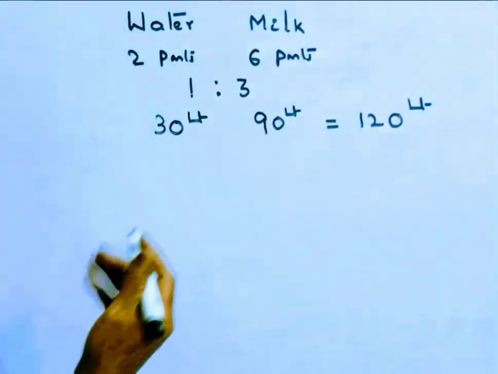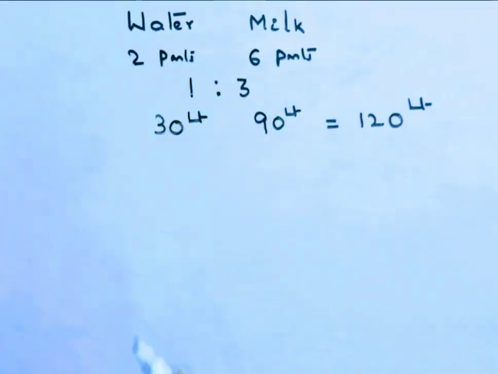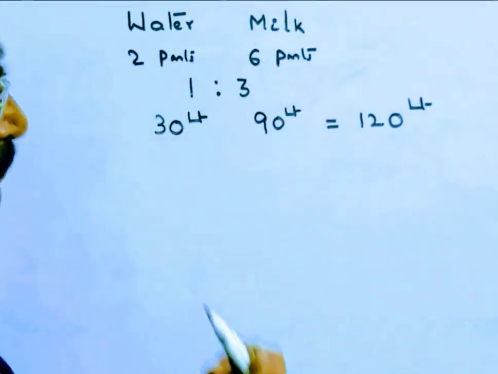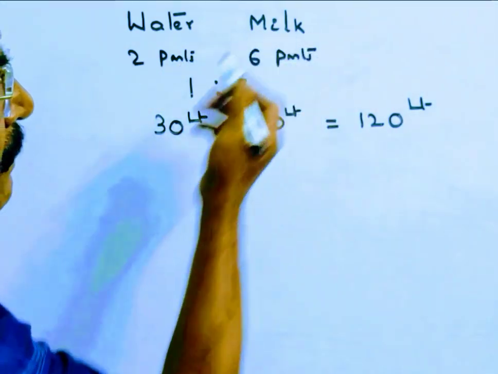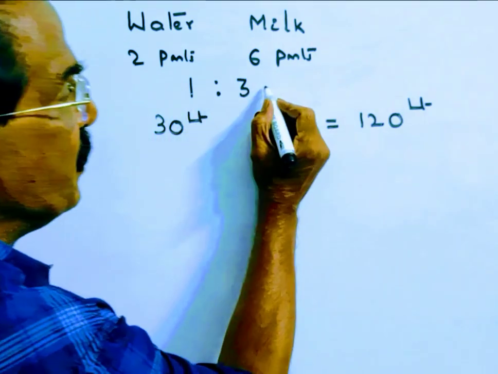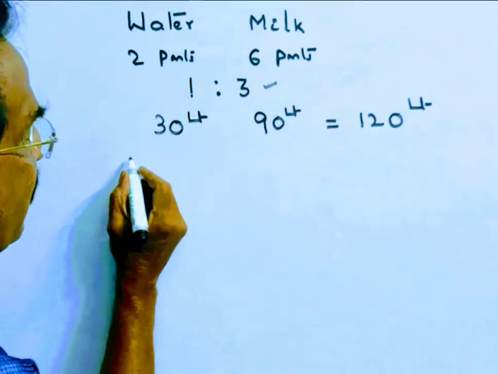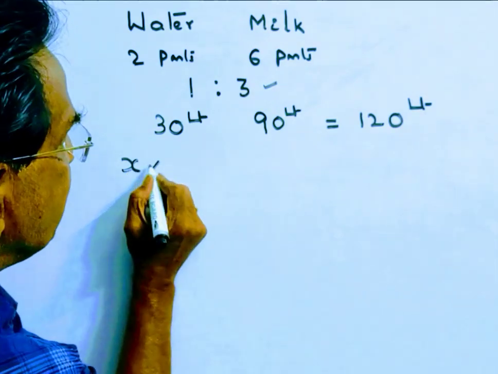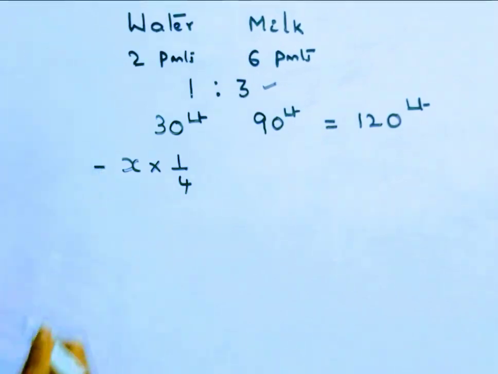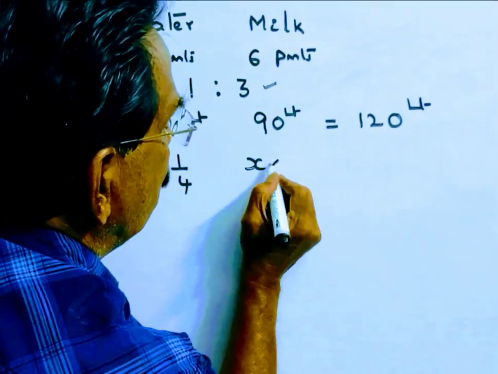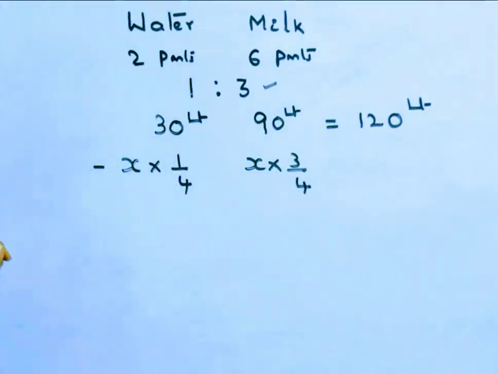Okay friends, see friends, if x liters of the solution is drawn, how much water is drawn, how much milk is drawn? Friends, if x liters of the solution is drawn, water and milk are drawn in the ratio 1 is to 3. So friends, let us see how much water is drawn. X into 1 by 4, x into 1 by 4 water is drawn. X into 3 by 4, 3 by 4 milk is drawn.